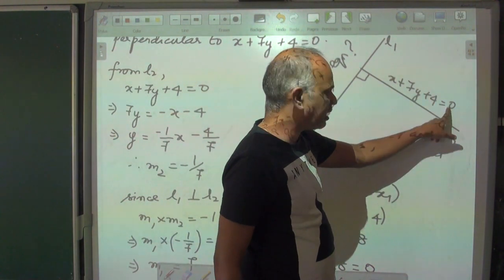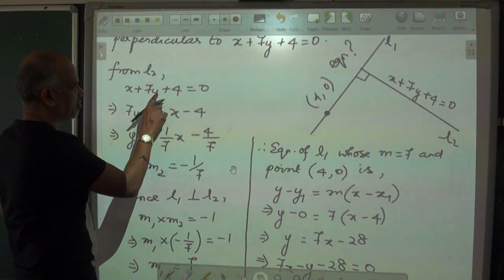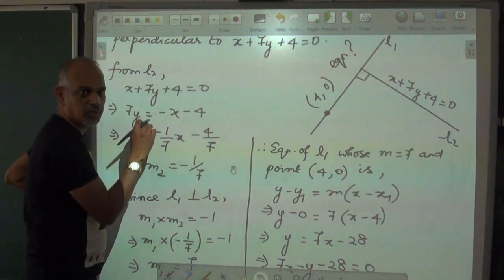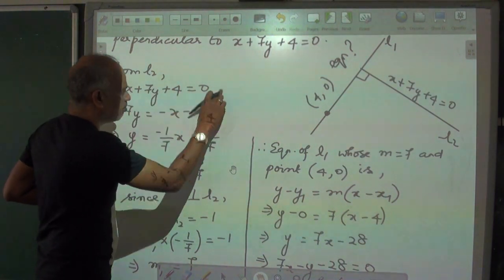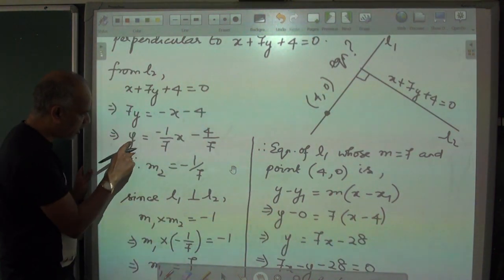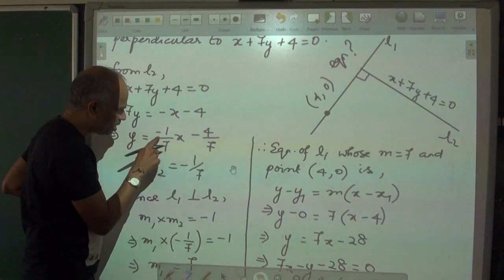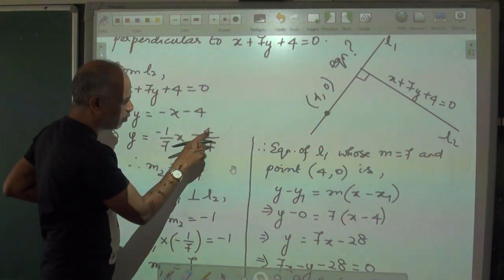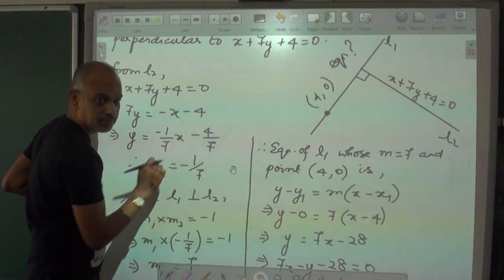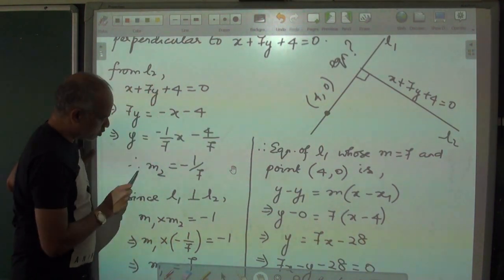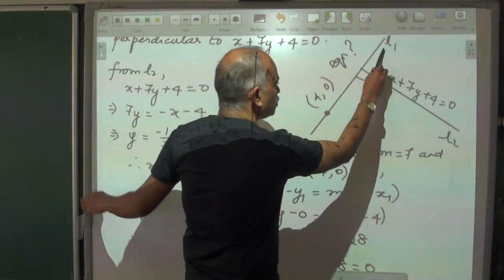Because you know the equation of the second line, we'll start with line 2. From line 2, the equation is x plus 7y plus 4 is equal to 0. Arrange this in the form y is equal to mx plus c. That's 7y is equal to minus x minus 4. Take the 7 that side, y is equal to minus 1 by 7 x minus 4 divided by 7. So this is in the form y is equal to mx plus c. This is for line 2, therefore the slope m2 is equal to minus 1 by 7.